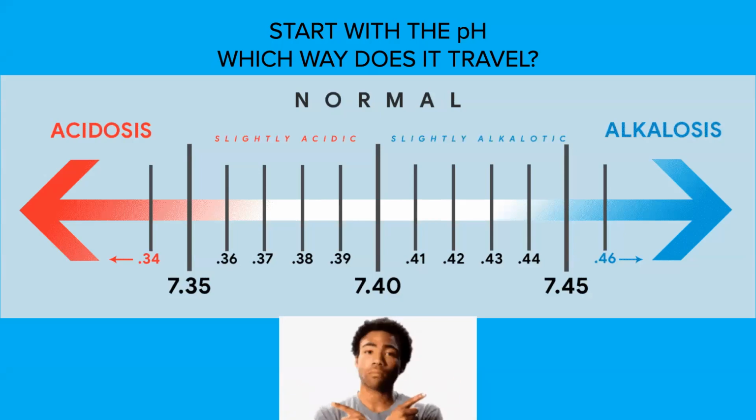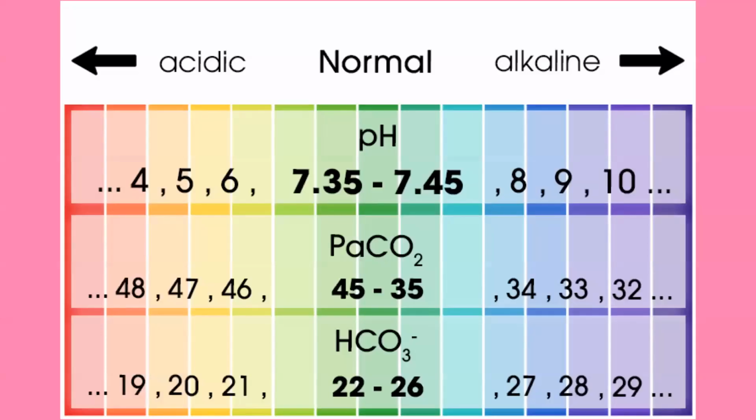Yeah, start with the pH. Which way does it travel? Okay, when we look at the pH, our normal is what? 7.4 give or take. Well, it's 7.35 to 7.4. Yes, 7.4 give or take. It's all right. 7.35 to 7.45.